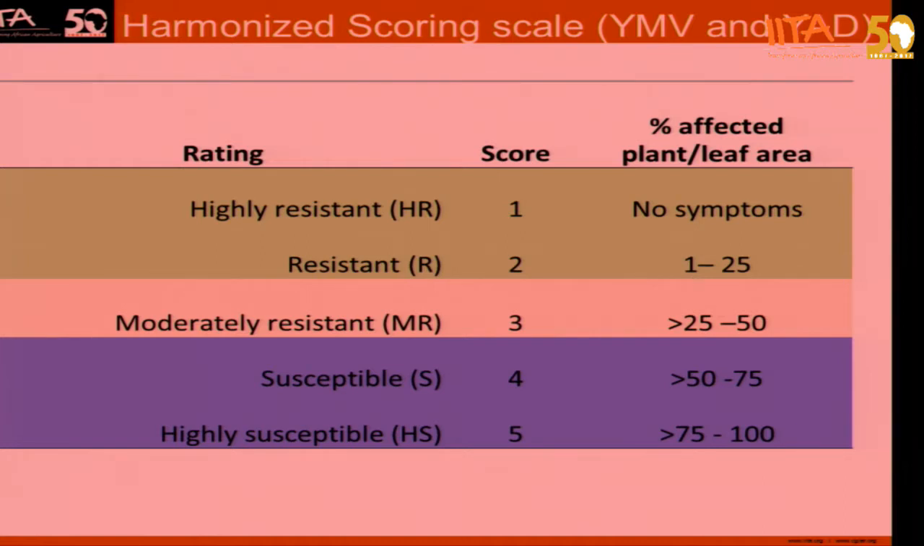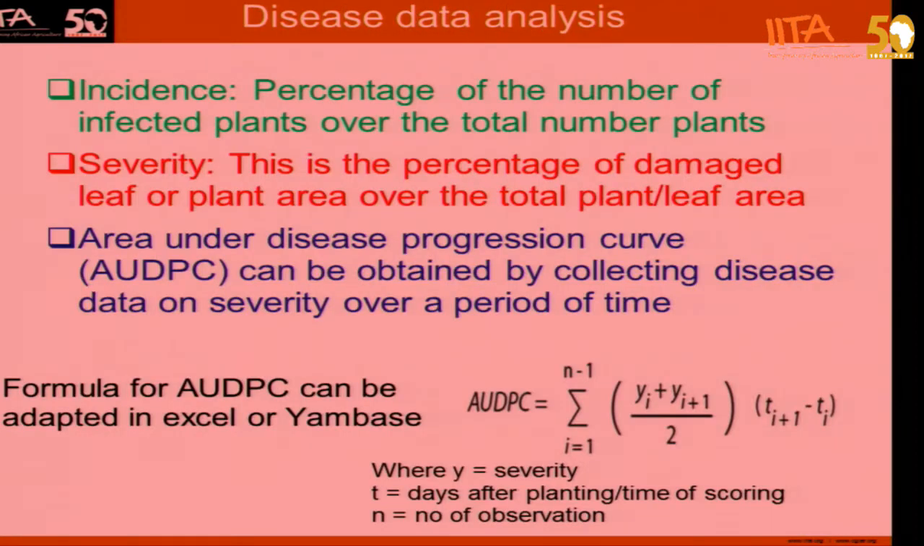For highly resistant materials, we give score 1, and those are the ones showing no symptoms. The resistant ones have percentages between 1 and 25% of the total plant area infected. Moderately resistant plants, which we give score 3, have between 25 and 50% infected area. The susceptible ones, 50 to 75, and highly susceptible materials between 75 and 100%. Those are the plants that are almost dying.